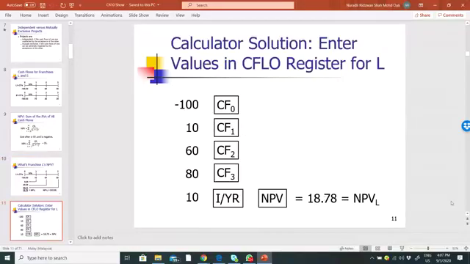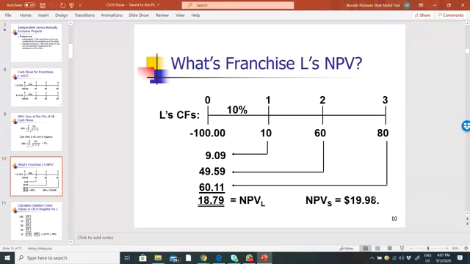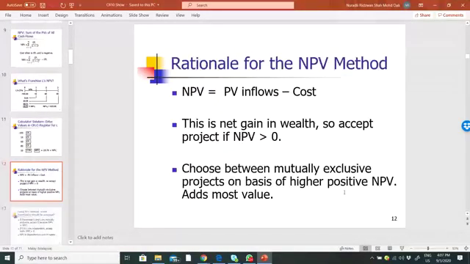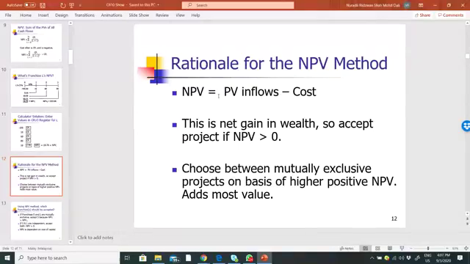So this is how you calculate using your financial calculator. It's very easy. You'll get the answer, 18.78 for L and 19.98 for S. So the rationale for the NPV method: NPV is equal to present value of inflows minus cost. This is the net gain in wealth, so accept the project if NPV is greater than zero.